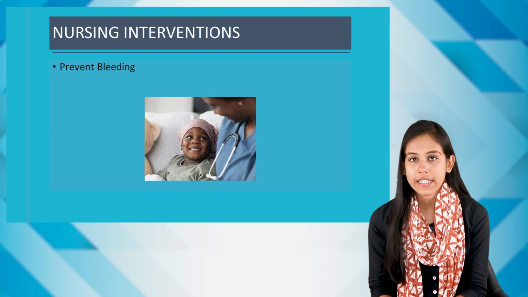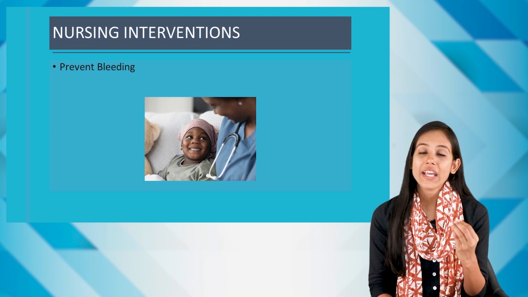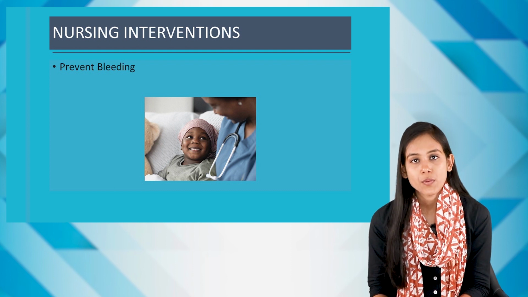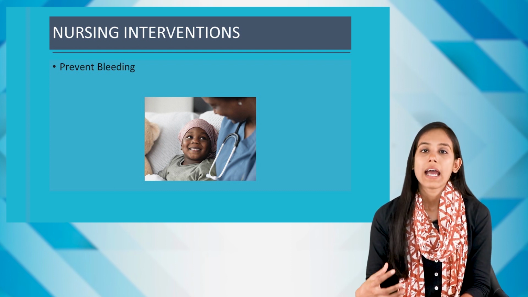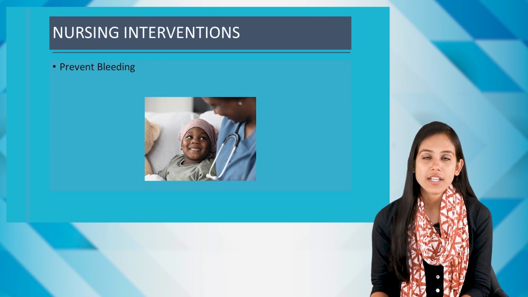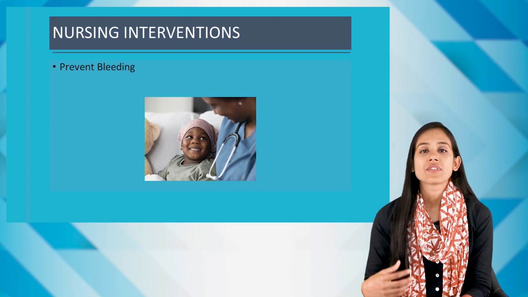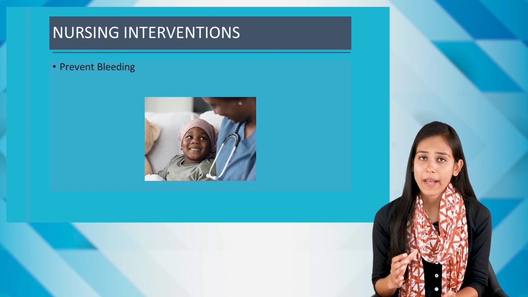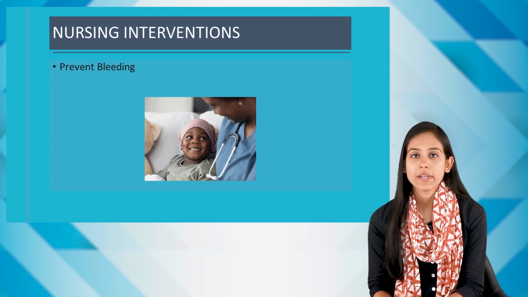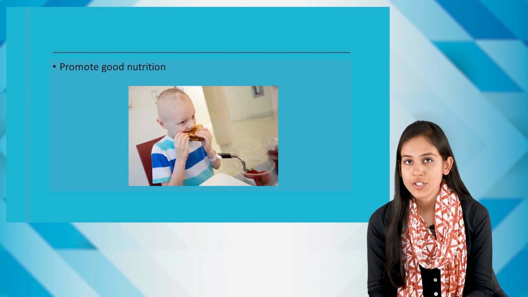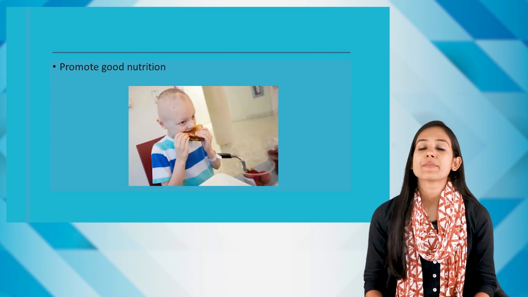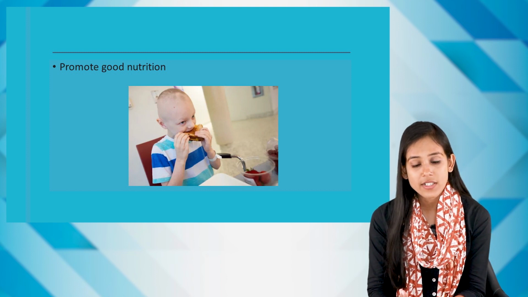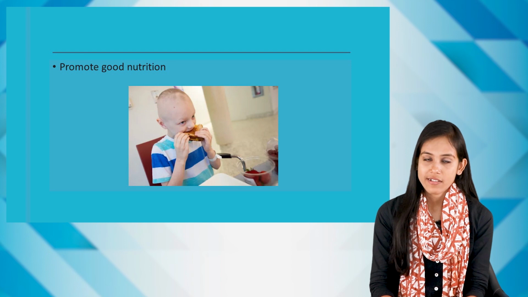Next is prevent bleeding. So you have to explain to the parents why the child is more vulnerable to bleeding, and if there is any easy bruising or there's bleeding, you have to provide ice packs. So you have to apply pressure, and you have to stop the bleeding. Next is promote good nutrition. So here, as you know, the child will be taking chemotherapy, and that would also cause significant weight loss in the child, and there would be anorexia also.